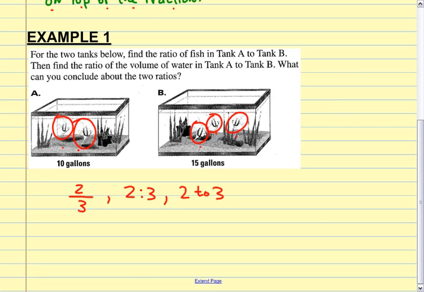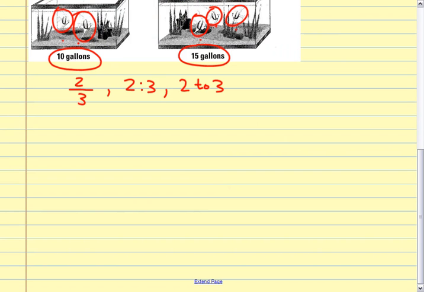Now, let's look at the second part. It says, then find the ratio of the volume of water in tank A to tank B. Mr. Cortez, which one do I write on top? Could it be 15 over 10 or 10 over 15? The one mentioned first, tank A, always goes on top. So it's going to be 10 over 15. Can I reduce that? I'll put that in blue. 10 over 15. But I can reduce that because 5 goes into both of them. It goes into 10 2 times, and it goes into 15 3 times.